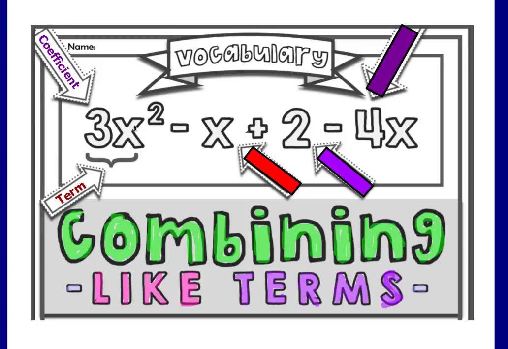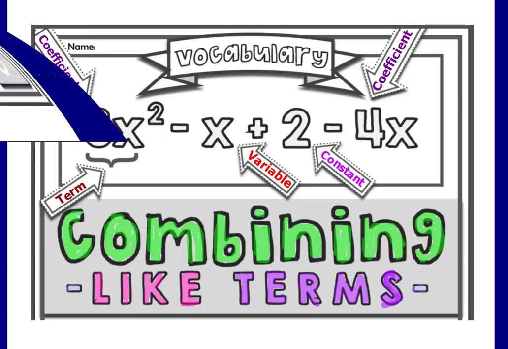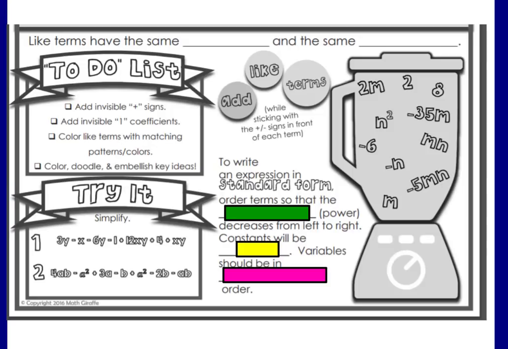Remember, like terms have to have the same variable to the same power. This red arrow is pointing to this x. This x is a variable. And this one is pointing to the 2. When you have just a number, it is called a constant. And then this top right arrow is pointing to the negative 4, and again, that is called the coefficient. So as you can see, the coefficients are very important when combining like terms. Make sure you know what the coefficient is, and make sure you have your name on this. The bottom part of our handout, let's go ahead and fill it in.